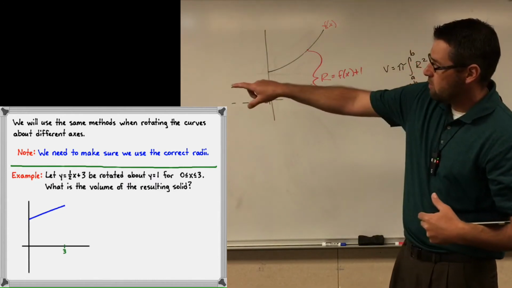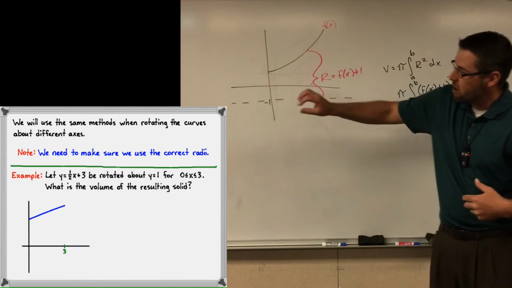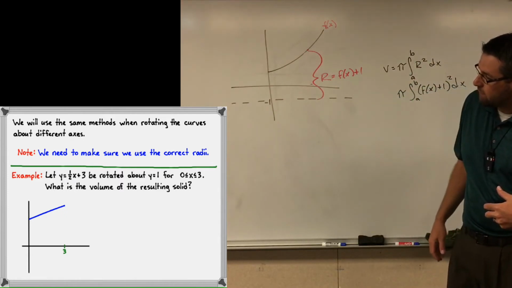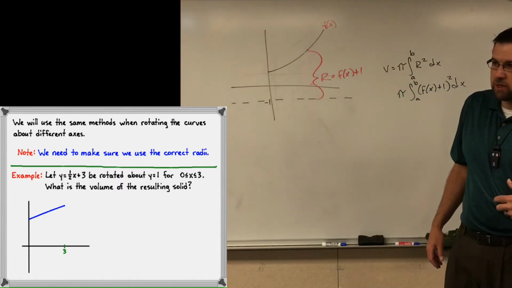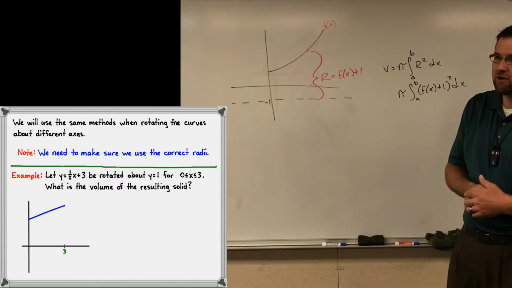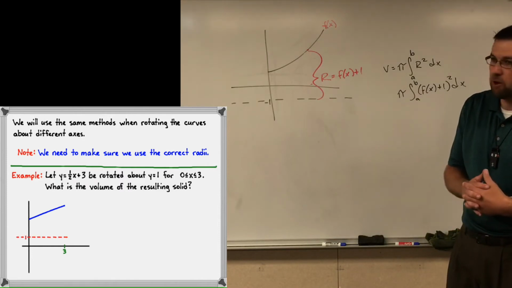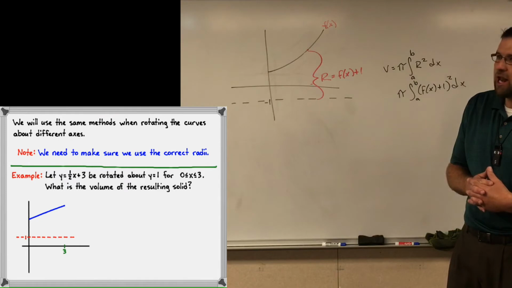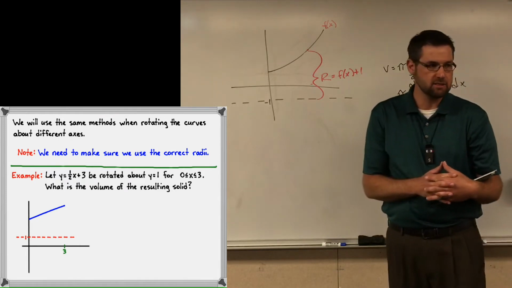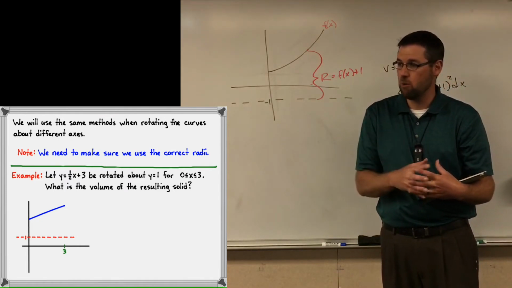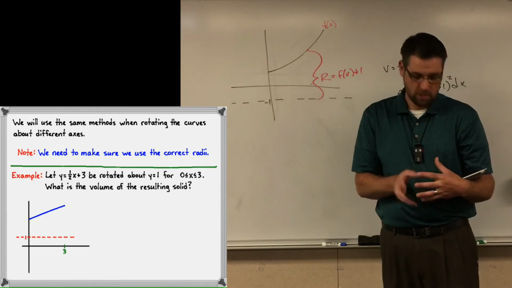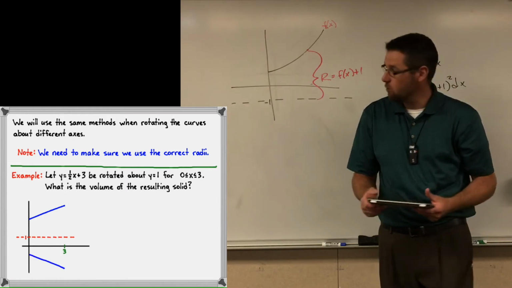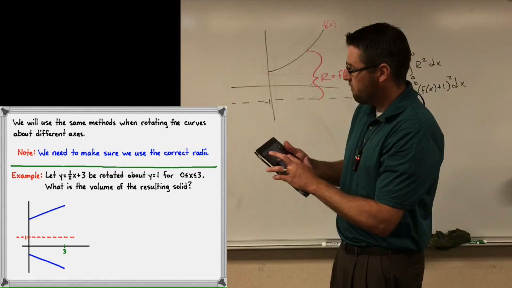So there's the line y equals 1/2 x plus 3. We're revolving it about y equals 1. So where's y equals 1? Right there. Thank you. You're going to go up 1, right? So what happened to the radius? It got smaller by 1. You guys see that? So this is now rotated, and we can see that we're revolving about y equals 1.